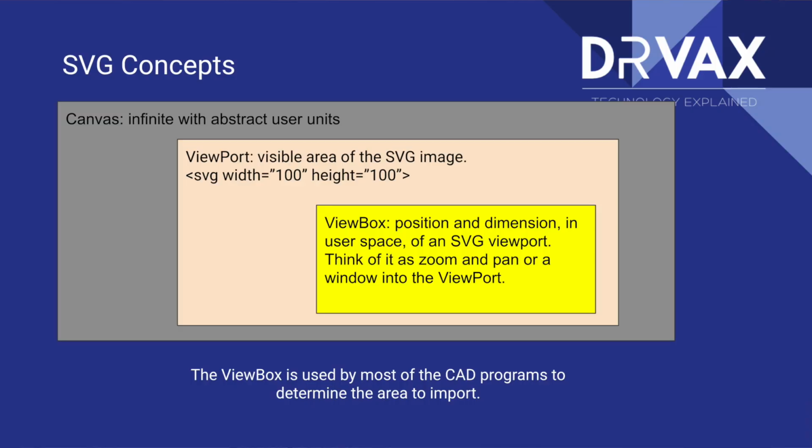And that's the concept of the canvas, or the area that we're going to draw on. The canvas in an SVG file is infinite. It can be as large as you want. The canvas you've defined for your drawing is called a viewport. And the section of your drawing that you want to display at any given moment on, let's say, a website is called the view box. Now, the view box is used by most programs, Tinkercad is a good example, as the area to import.